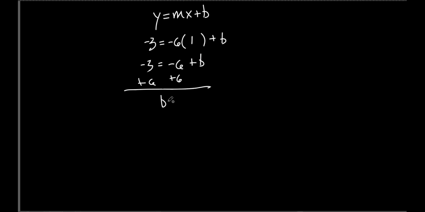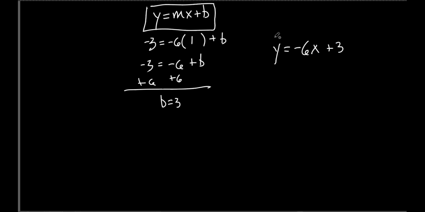B is what? 3. So now, do I just circle that? Is that my answer? B is 3? No. I want to find this right here. The slope-intercept form of that line. So what am I going to start with? Y equals -6. -6 what? X. And then what? Yeah, this is a +3, so I put +3. So that is the answer.